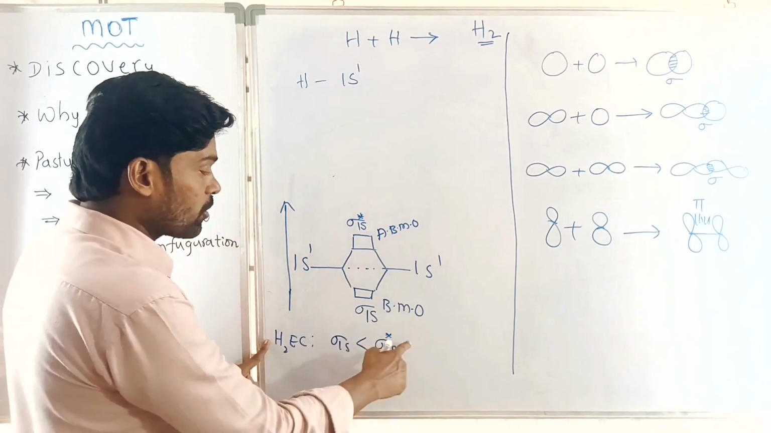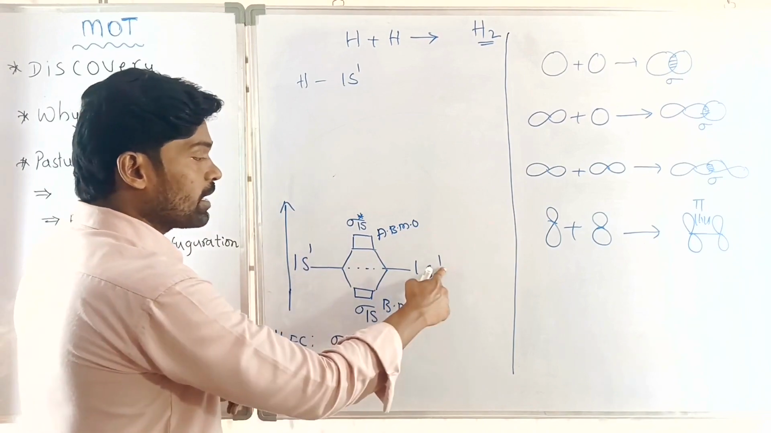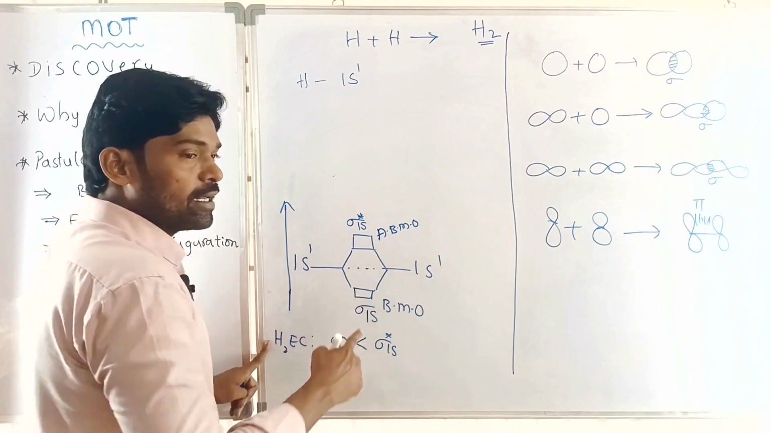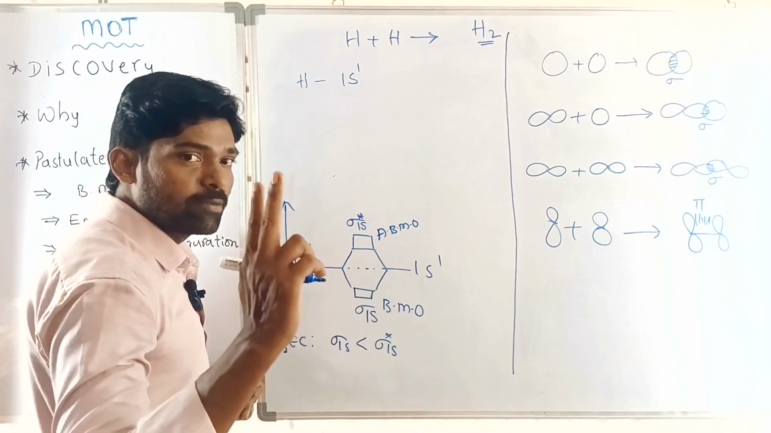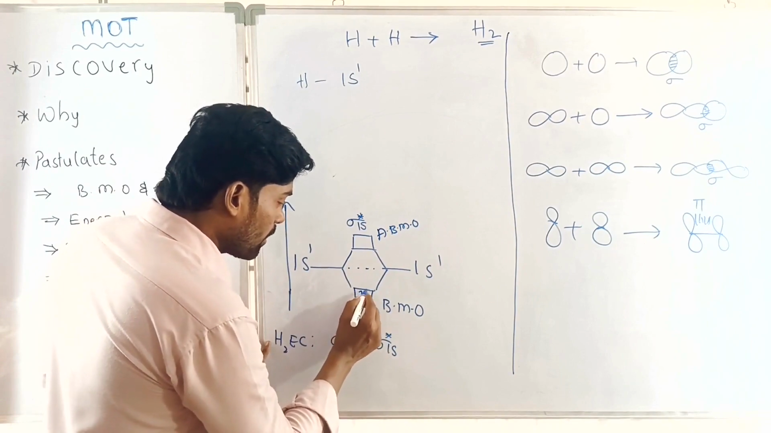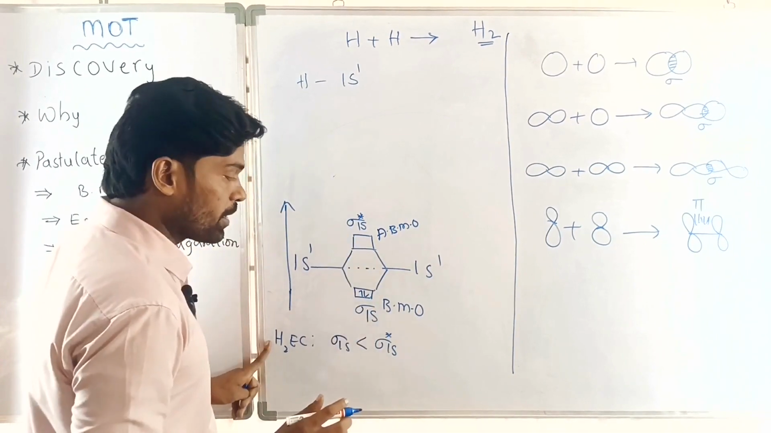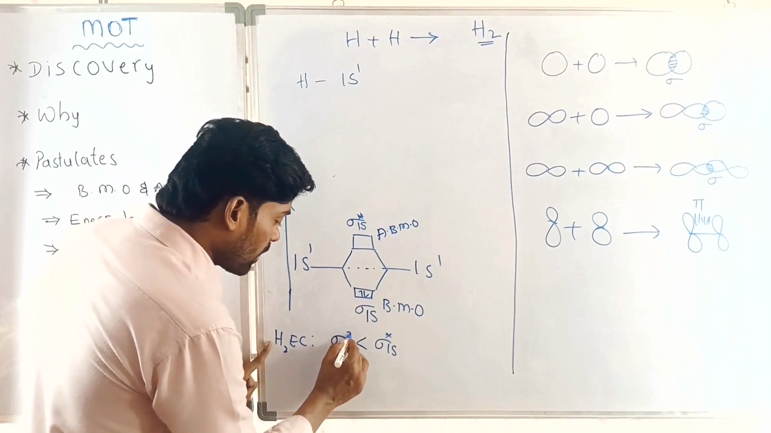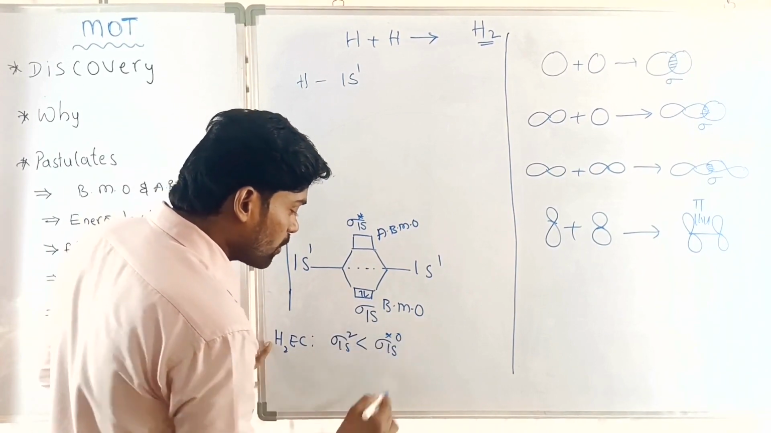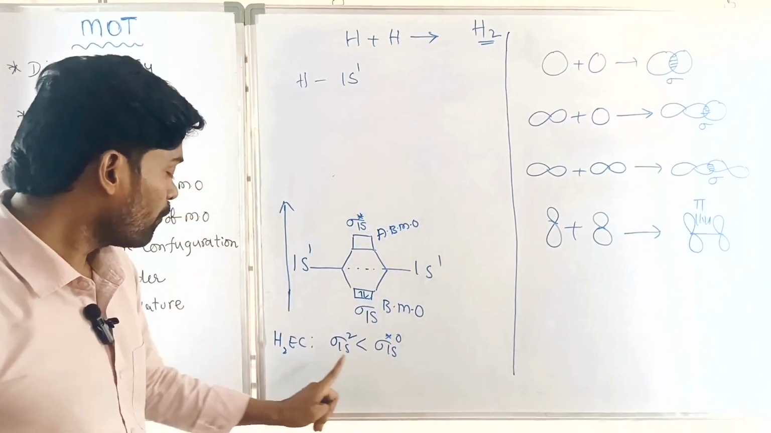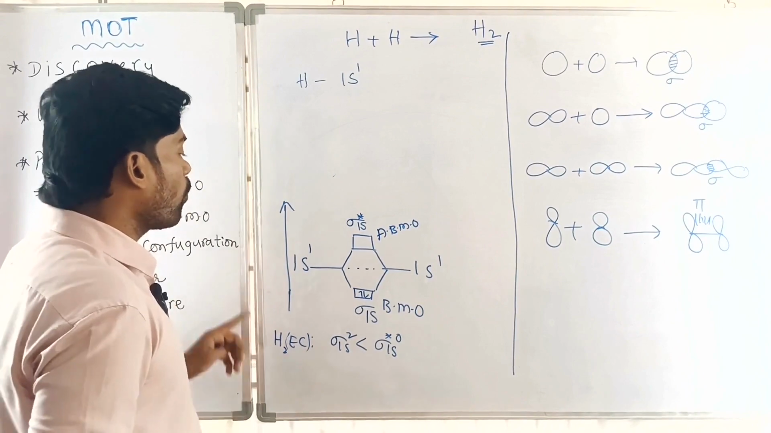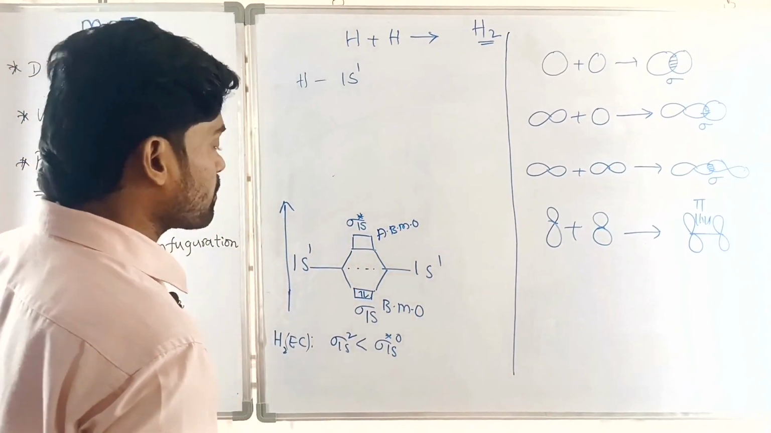And we have to fill the electrons. One electron is here, and the other electron is here. So two electrons are there. Any orbital can hold a maximum of 2 electrons only. So those 2 electrons will be in sigma 1s, and no electrons are present in sigma star 1s. So sigma 1s2 less than sigma star 1s0 is the electronic configuration of the H2 molecule. Understand?